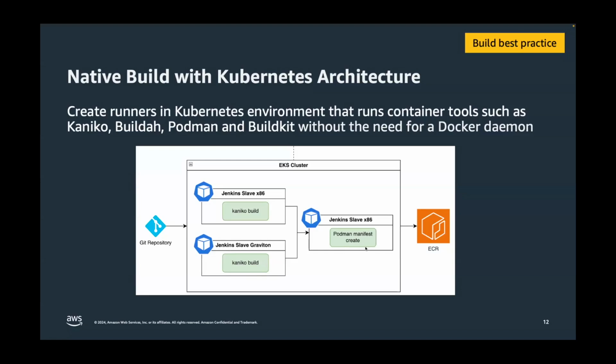And then I will use Podman to do the creation of the manifest list. And there are many tools out there, right? Whether you use Kaniko or Buildah, which is supported by Red Hat, or Podman, or Docker BuildKit, you can do your container build on your Kubernetes cluster.